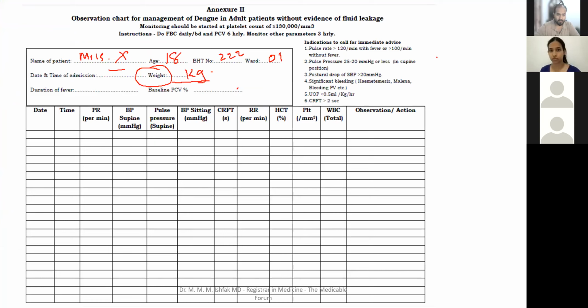Okay. So here you write the date and the time, and you record the pulse rate, and the blood pressure on supine. You then document the pulse pressure, and then you have the CRFT, the respiratory rate, and then you document the hematocrit.